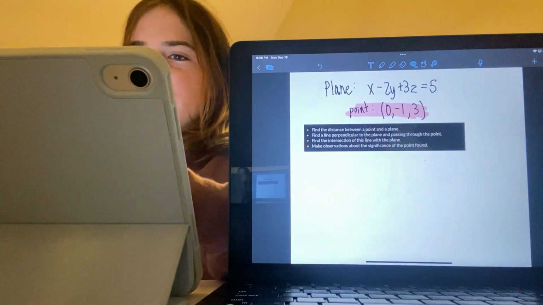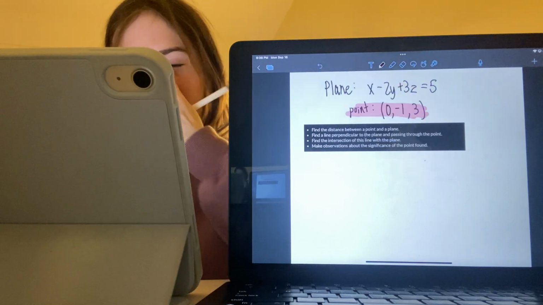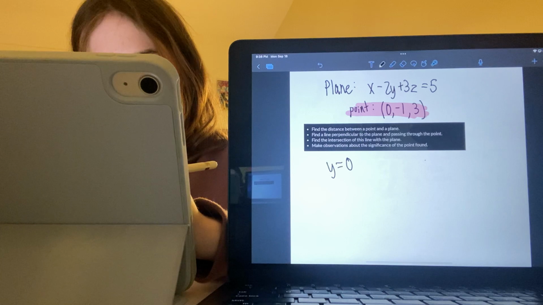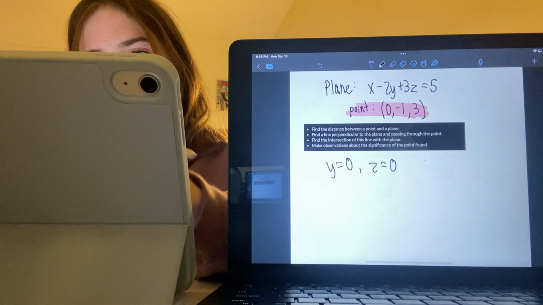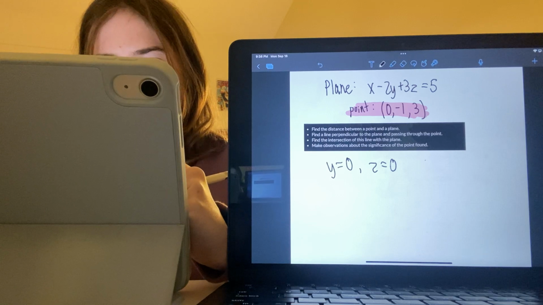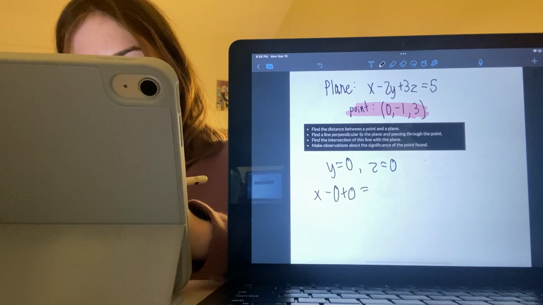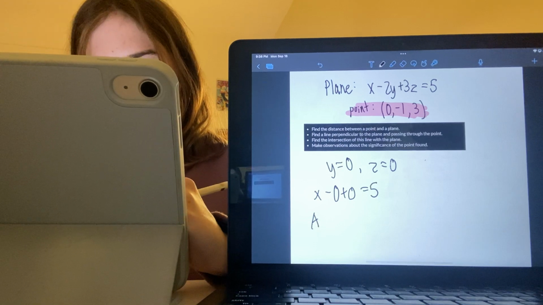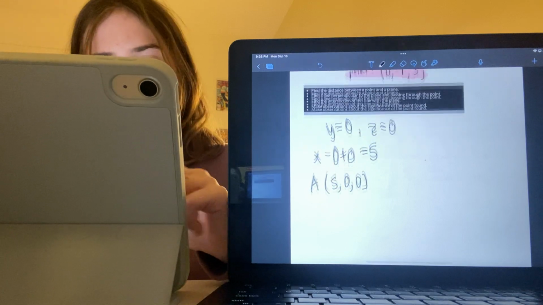The first thing that we're going to want to do is to find a point on this plane. We can do this by setting two of the variables equal to 0. I'm going to set z and y equal to 0, and that's going to mean that x minus 0 plus 0 equals 5. And we're going to get a point. I'm going to call it A equal to (5, 0, 0), which is on the plane.